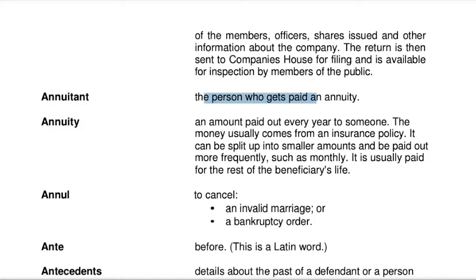Annuitant, the person who gets paid an annuity. And an annuity is an amount paid out every year to someone. Money usually comes from an insurance policy. It can be split up into smaller amounts and be paid out more frequently, such as monthly. It is usually paid for the rest of the beneficiary's life.